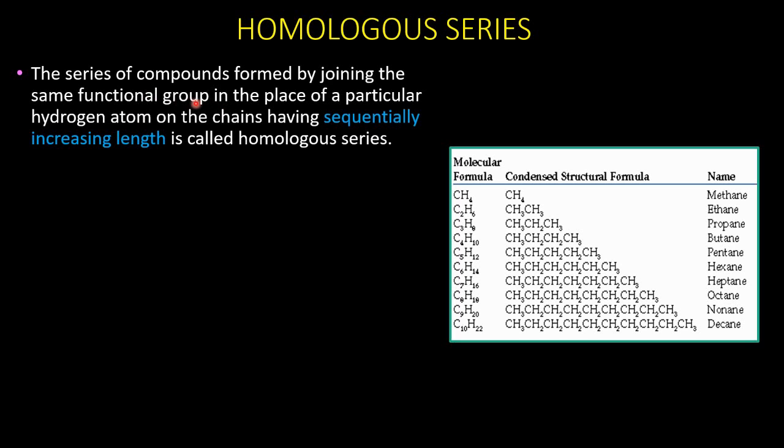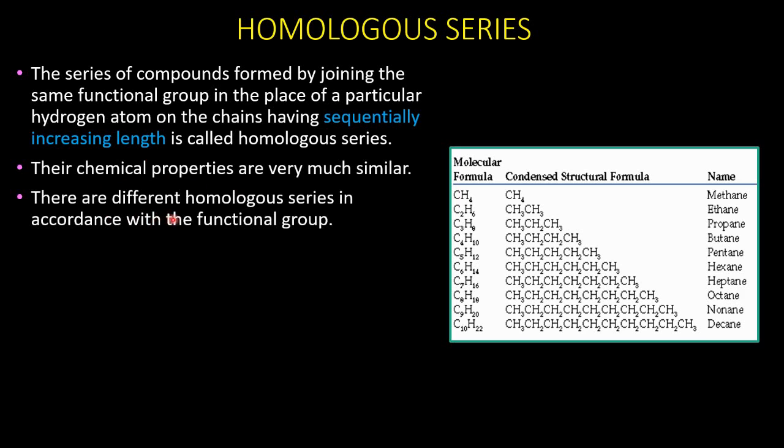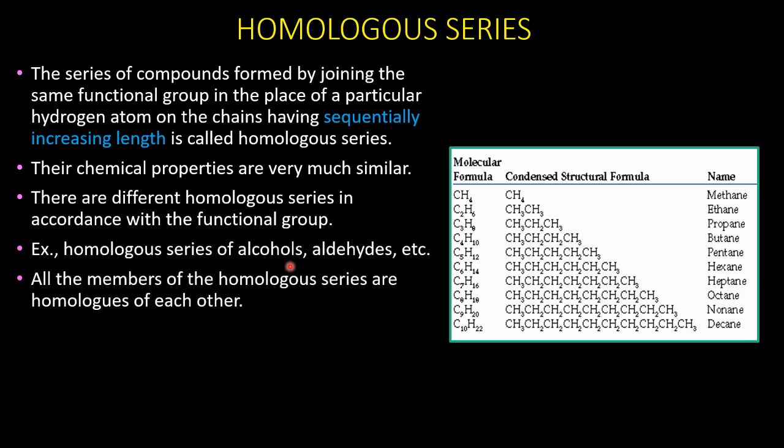The functional group may be anything that we have seen previously, or even a double bond, single and triple bond, all are functional groups, in the place of a particular hydrogen atom, having sequential increasing length. Sequential increasing means 1 carbon, then 2, 3 carbon, 4 carbon, like that. So this is called a homologous series. If you see their chemical properties, they are very much similar. There are different homologous series according to the functional group, like a homologous series of alcohols, aldehydes, carboxylic acid, etc. All the members of a homologous series are homologues of each other.